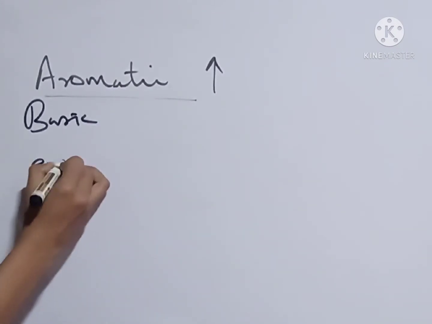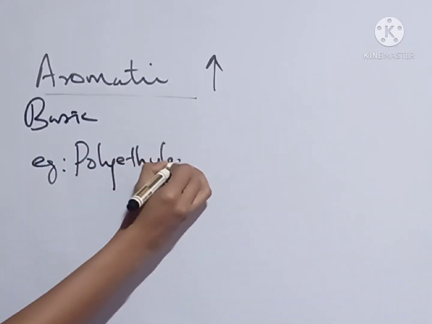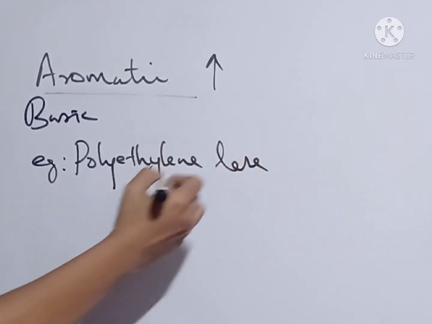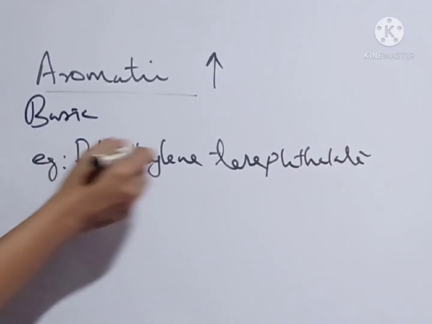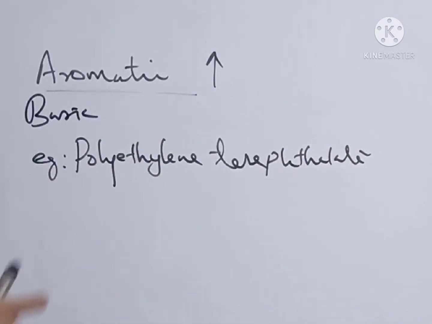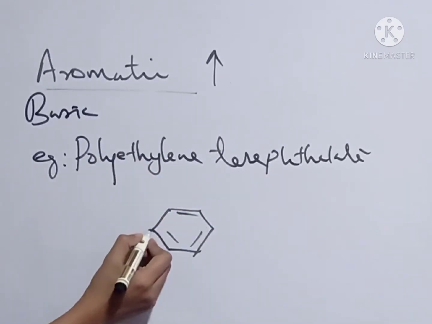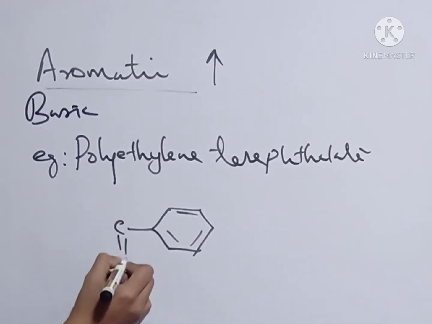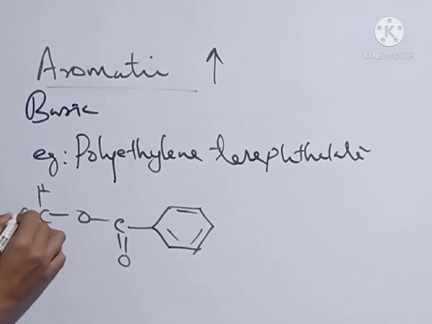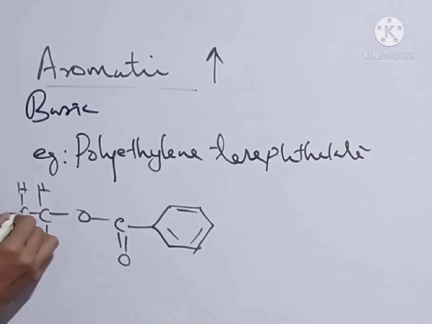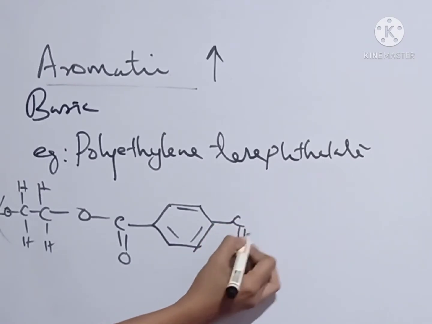For example, polyethylene terephthalate. So here in polyethylene terephthalate, the basic skeleton contains an aromatic ring. The remaining part is like this. In the same way here also.